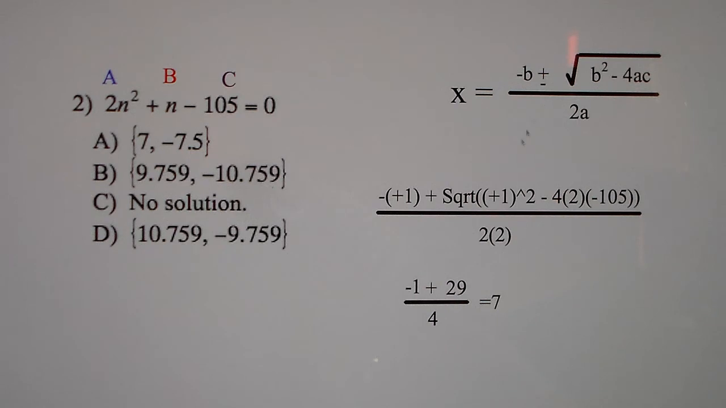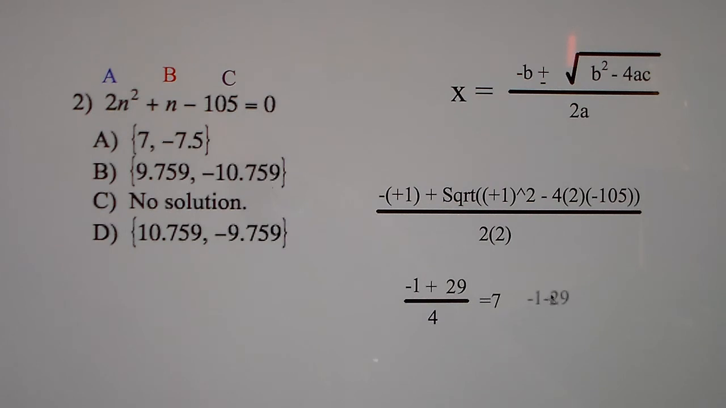Now, we have that minus sign to deal with. We're doing the exact same thing, except instead of this plus sign, it's going to be a minus sign. So it's going to be negative 1 minus 29, which gets us negative 30. So negative 1 minus 29 divided by 4, which is really just negative 30 divided by 4.